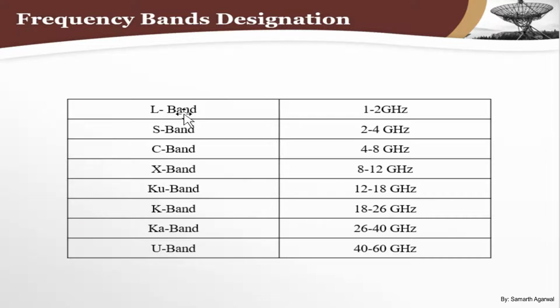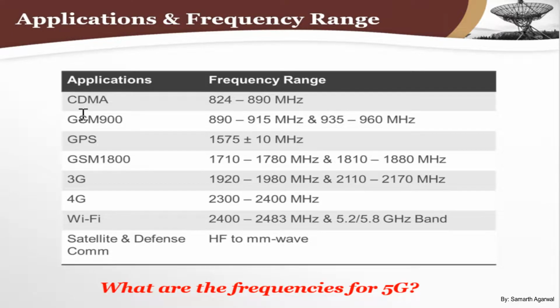So whatever the applications are, like GSM 900, GSM 1800, 3G, 4G, everywhere the technology or the specification has some defined frequency range to operate in. CDMA is nothing but code division multiple access, which I have also abbreviated earlier. It operates in the range of 824 to 890 megahertz, which is less than 1 gigahertz, coming in the ultra high frequency range.